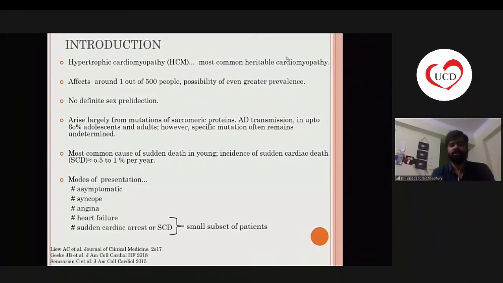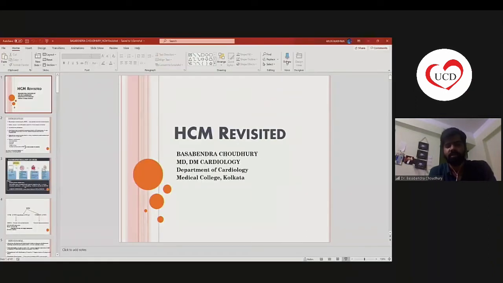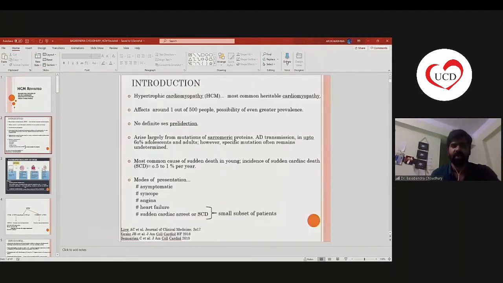So we know that HCM, that is hypertrophic cardiomyopathy, is the most common heritable cardiomyopathy. It is not so uncommon in the general population. 1 in 500 people can have this disease, and it is the most common cause of sudden death in the young, and around 1% of patients with HCM can have sudden cardiac death. The mode of presentation can be quite variable: asymptomatic, syncope, angina, heart failure, cardiac arrest, or sudden cardiac death can be the modes of presentation.